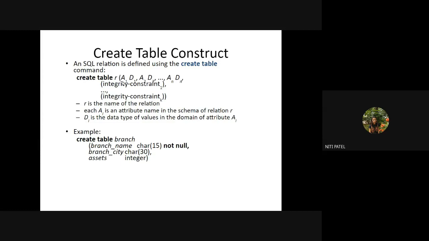Open the round bracket. A1, D1. What is A1? A stands for attribute 1, and D1 stands for data type 1. That we just studied. So mention the first attribute, that is the first column, and specify the data type for that column. If you want to add more columns, put a comma. Comma means you are adding a second column. Name of the second column as attribute 2, data type of the second column as D2.